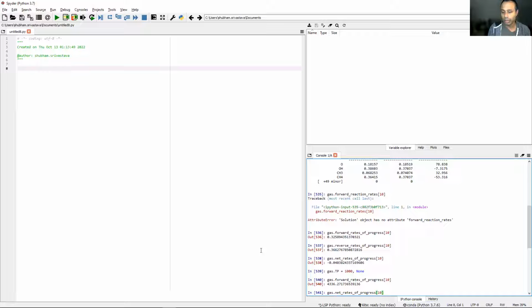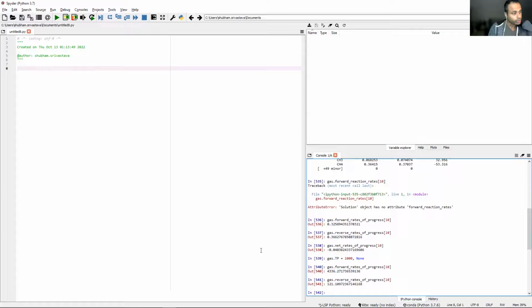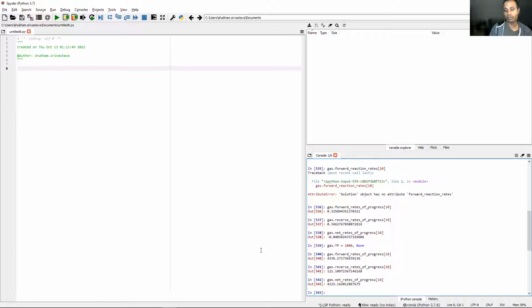And now let's look at the reverse reaction rates. So for this particular reaction, the reverse reaction rate is only 121, and the net will be the difference between the two, which is 4215 kilomole per meter cube per second.